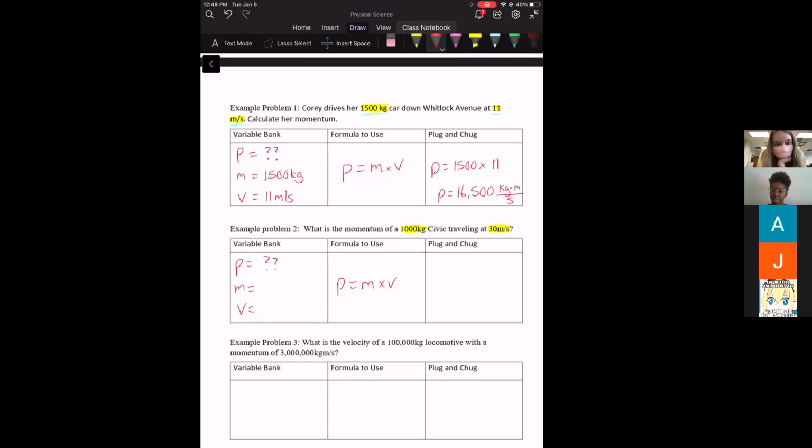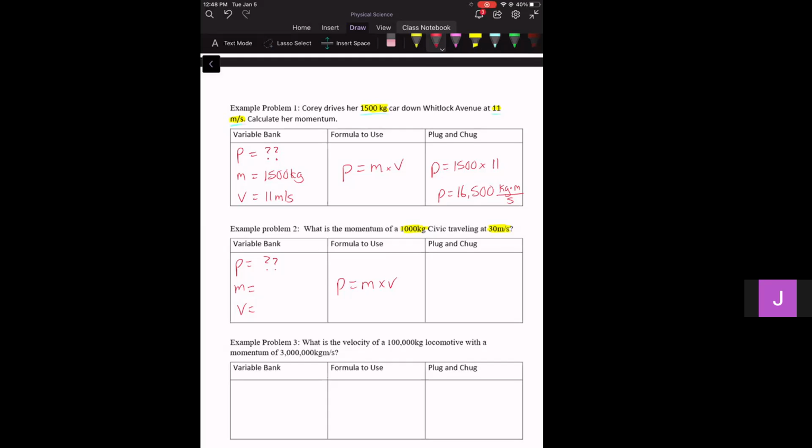All right, and then, where do you want to put the 1,000 kilograms, M or V? The mass right here, this 1,000 kilograms, do you want to put that for M for mass or V for velocity? M. Yes, very nice, M. So we're going to put 1,000 kilograms right there. And that must mean 30 meters per second goes there.